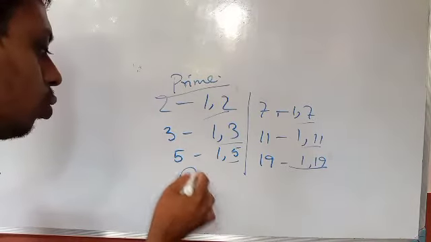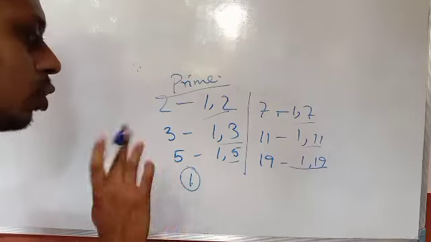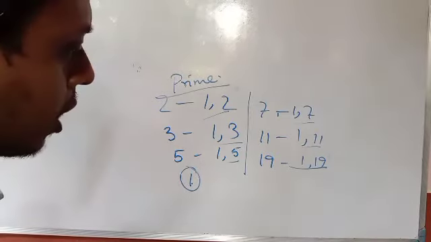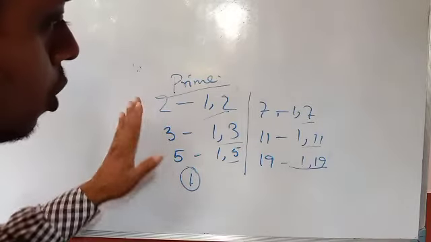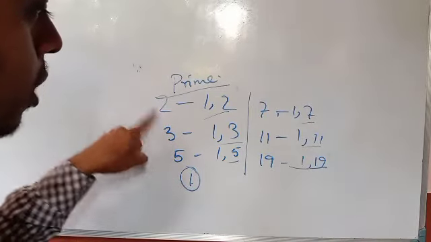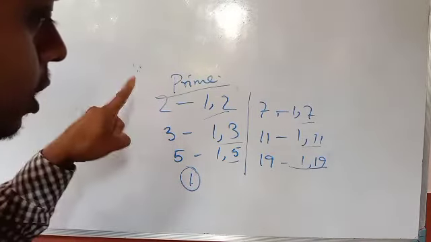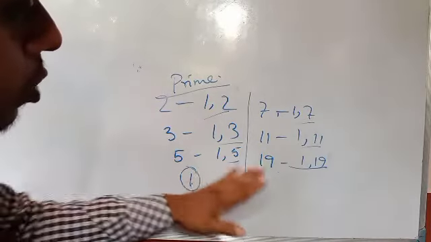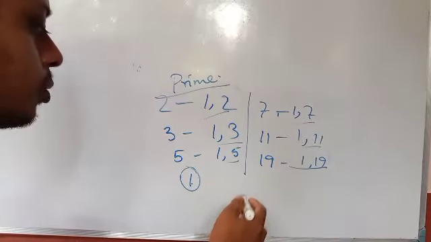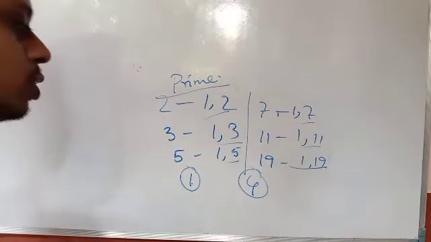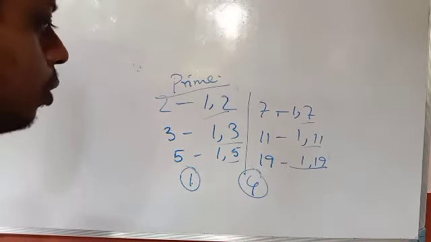Only 1 has only one factor, which is 1, so 1 is neither prime nor composite, so we will exclude 1. From 2 we will count: 2 is the only even prime number and the smallest prime number, and the rest are all odd numbers. The smallest composite number will be 4.